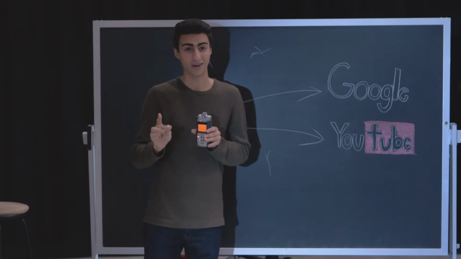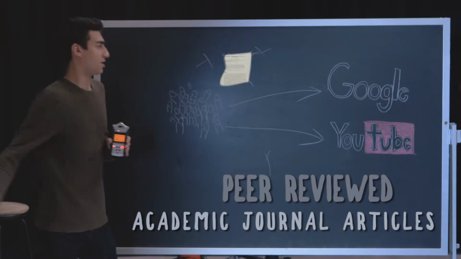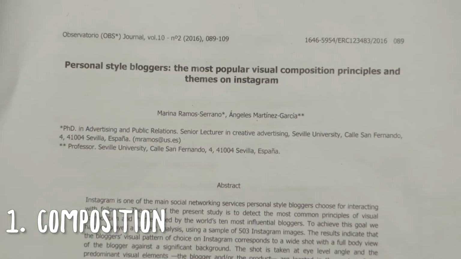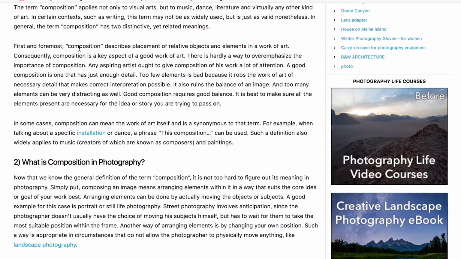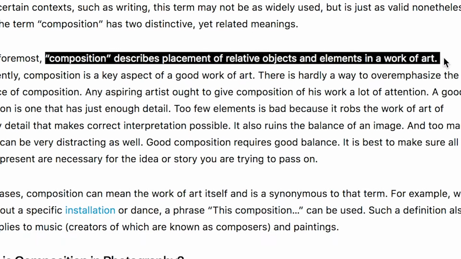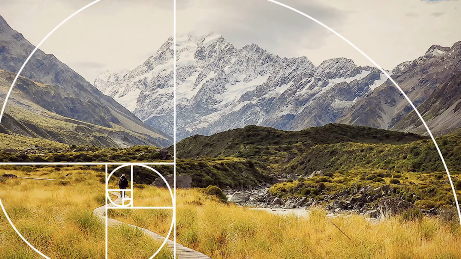I want to figure that out, so what did I look for? Composition. It's key to creating really good pictures and a really good aesthetic for your whole account. But what is it? PhotographyLife.com defines composition as the placement of relative objects and elements in a work of art. I think when most YouTubers talk about composition, they'd probably bring up general rules of photography like rule of thirds, Fibonacci spirals, the golden ratio. But that's not what we're doing here.